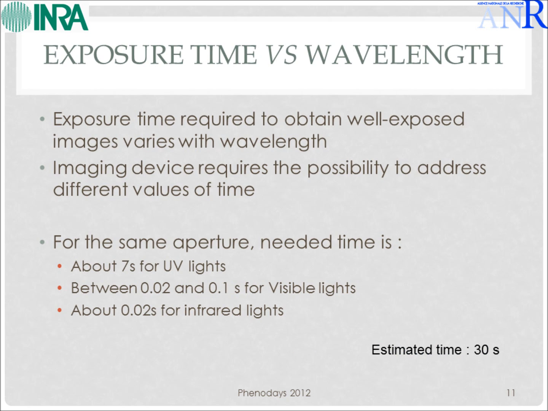When you deal with only one wavelength, it's very easy. But when you deal with wavelengths from different spectral domains, you have to adjust the exposure time. For example, for the image acquired with UV light, we have to put the exposure time at 7 seconds, whereas for the other lights it's less than 1 second, as you can see in this slide.